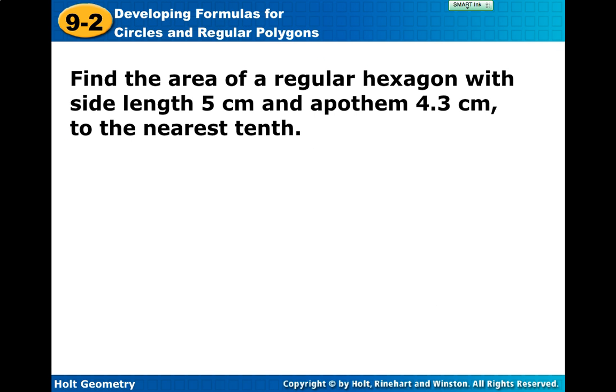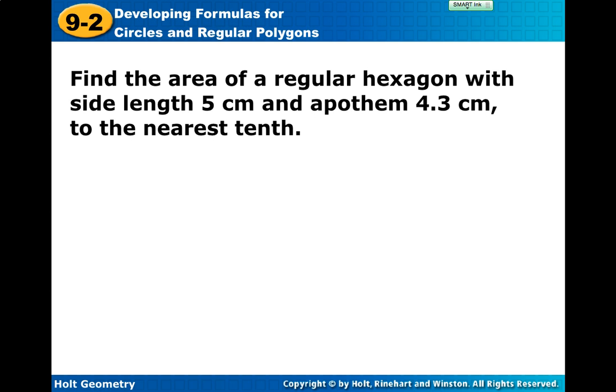So here's kind of a straightforward example. Find the area of a regular hexagon with a side length of 5 centimeters and an apothem of 4.3 centimeters. So the nearest tenth in the end. So formula, area is 1/2 times the apothem times the perimeter. Hexagon, is that what he's asking? Yeah. How many sides? 6.